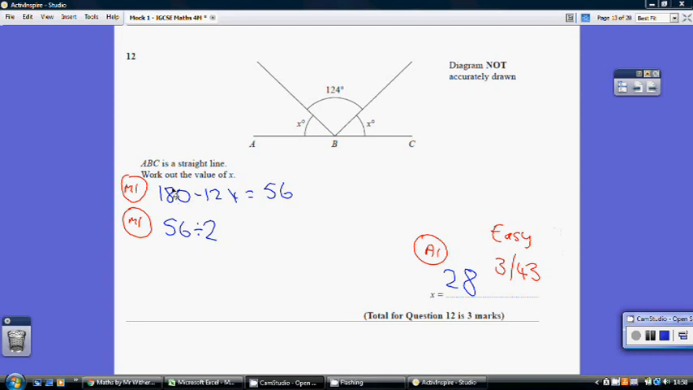Question 12. Now we've got to work out the value of x. So we can see we've got x here and x here. Now the angles in a straight line add up to 180 degrees. So we know that x plus 124 plus x has got to equal 180 degrees. So think about it. We've got 180 degrees. Take away 124 degrees, leaves us with 56 degrees, and that's got to be split equally across these two x's. So 56 divided by 2 is 28. 28 plus 124 plus 28 equals 180.